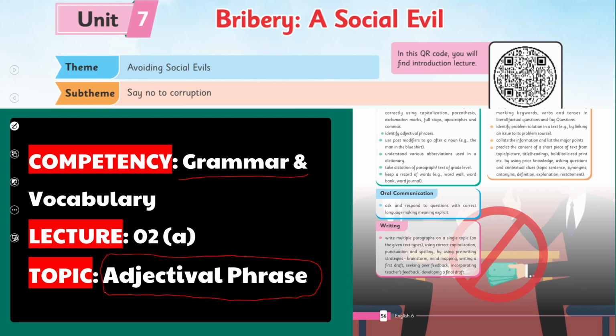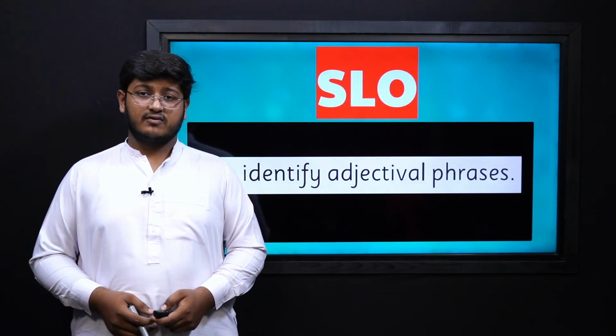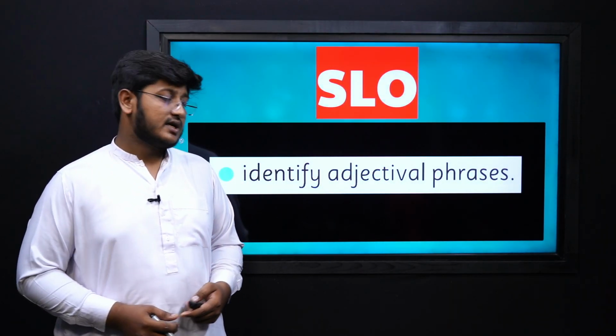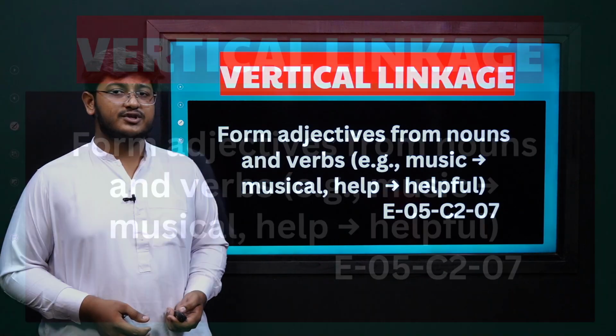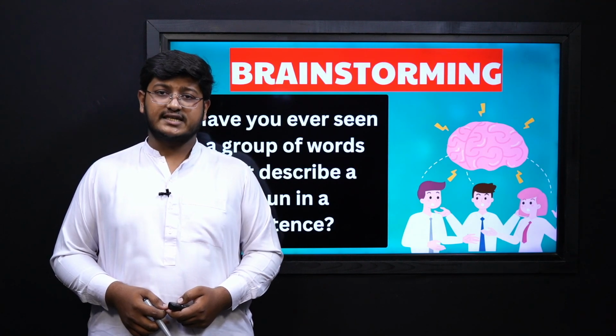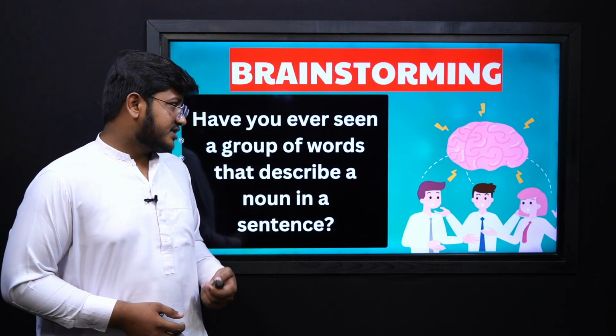To find out what our SLO is, let's read what the SLO is going to be about. The SLO is to identify adjectival phrases from the text of the lesson. So here is the vertical linkage which you guys got. Let's do a brainstorming activity. So let's read the prompt.